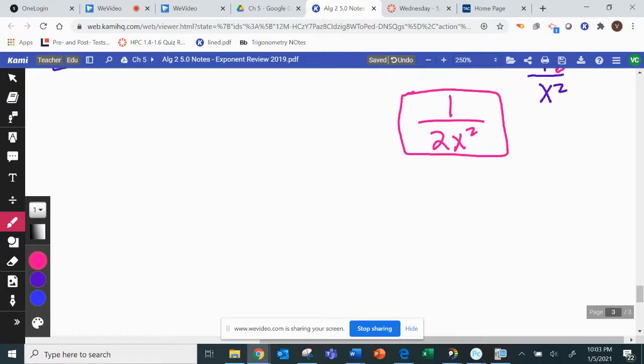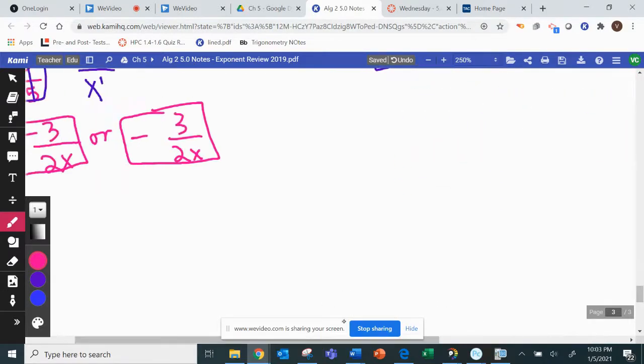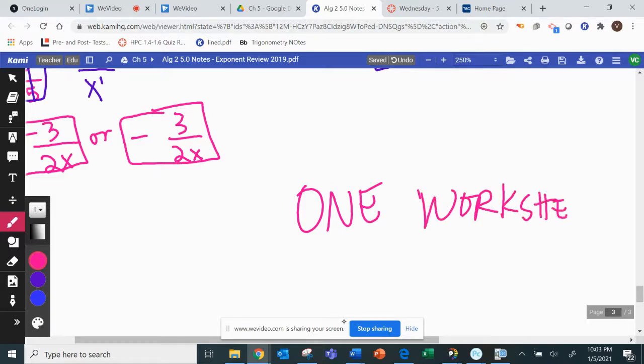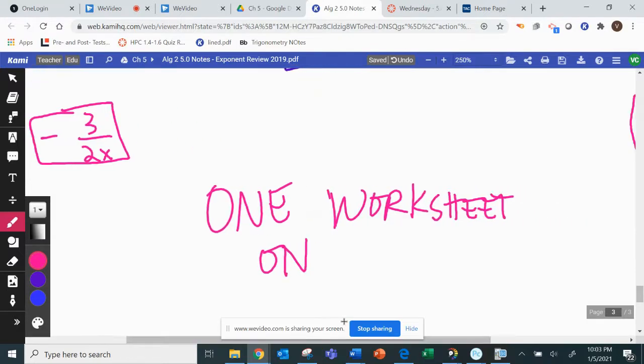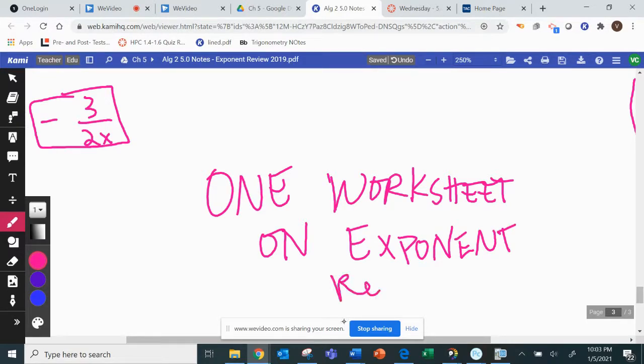Yep. So you have one worksheet on exponent review. I should say exponent rules review.